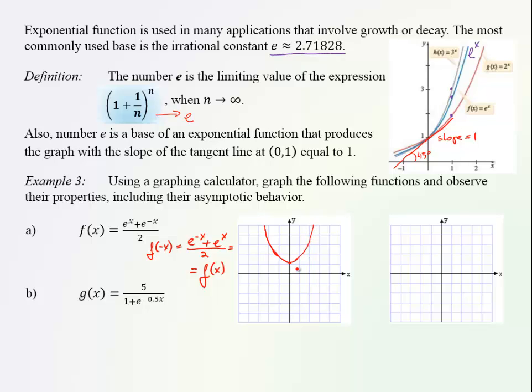Very symmetrical. So asymptotic behavior, well, towards positive and towards negative infinity, both arms of this graph are going towards infinity. There's no asymptotes here. However, it is even. So f is even.